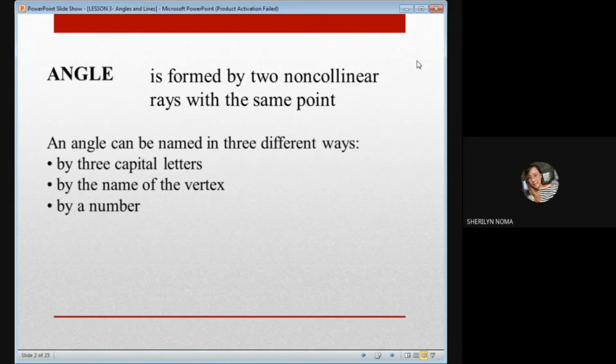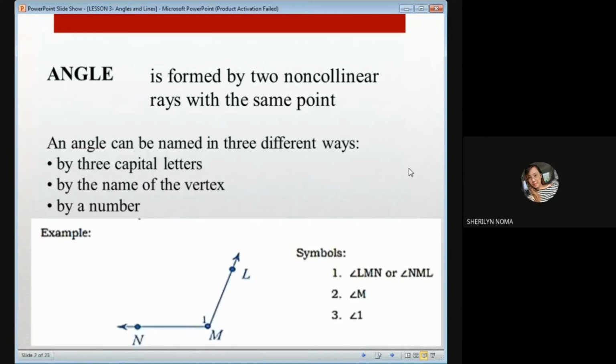The first is by three capital letters, and it can be named by the vertex, and by a number. So tatlo po yan. Pwede po capital letters, by the name of the vertex, and by a number. It depends po on the figure. Let's say for example, this is the figure. The symbols are angle LMN. Look at the figure, angle LMN or angle NML.